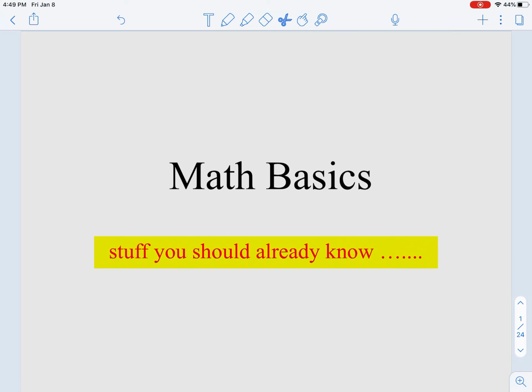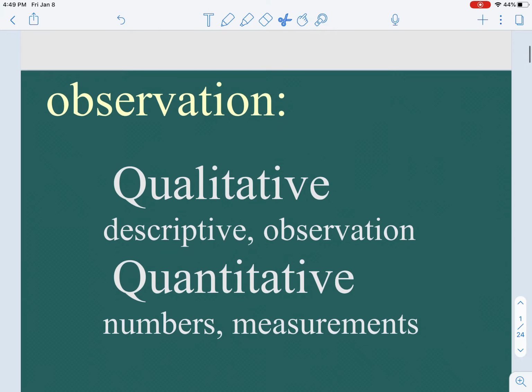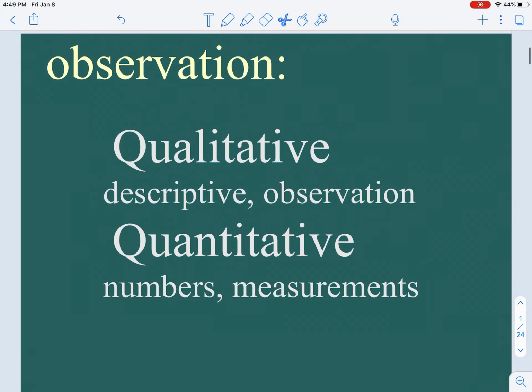Let's look at some information that you should know prior to entering this class. Hopefully this will be a review for you. First off, I just want to take a moment to address that there are two different types of observations. We can have both quantitative or qualitative values.